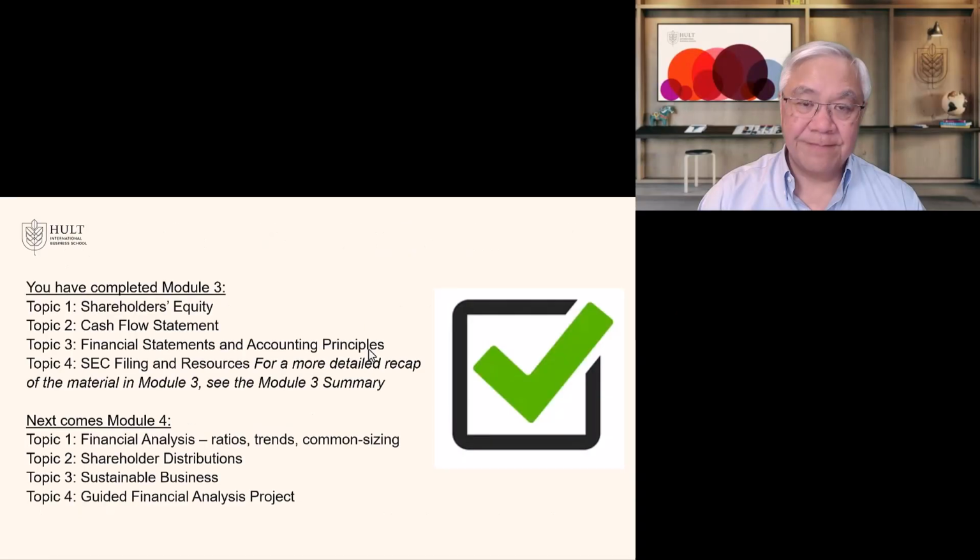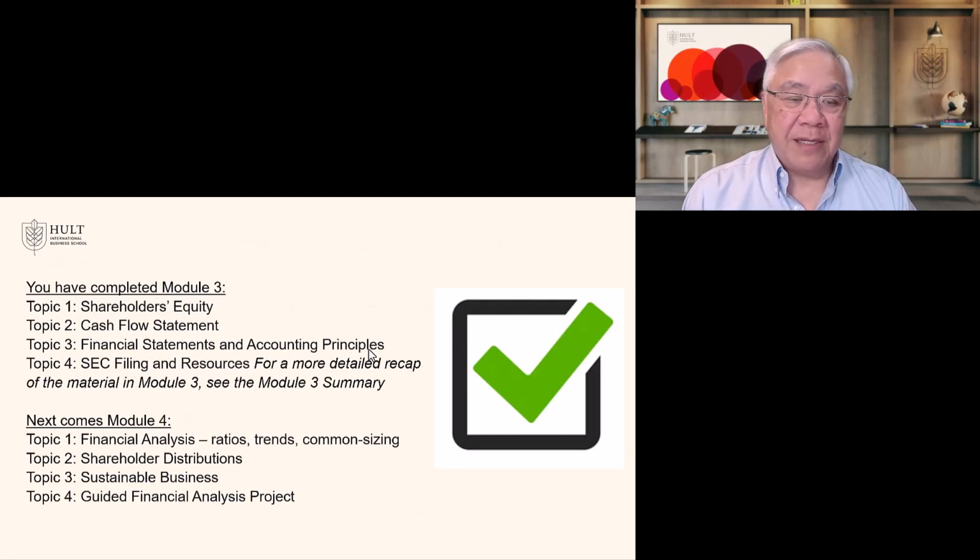Now you've completed Module 3: shareholders' equity, cash flow statement, financial statement and accounting principles, SEC filing, and resources. And for a more detailed recap, again, look at that Word document in my courses. Up next comes Module 4, which includes financial analysis, ratios, trends, and common sizing, shareholder distributions, sustainable business, and a guided financial analysis project. One way to think about it is Modules 1, 2, and 3 prepare you to be in the position to read a financial statement like we just did for Snowflake, and more than that, prepare you to be ready to do some financial analysis in the next module.